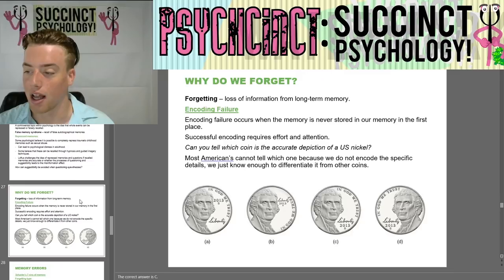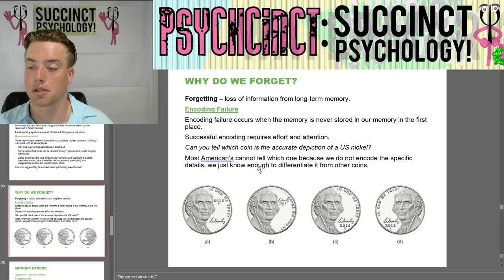So, why do we forget? Forgetting is a loss of information from long-term memory. Encoding failure occurs when the memory is never stored in our memory in the first place. Successful encoding requires effort and attention.